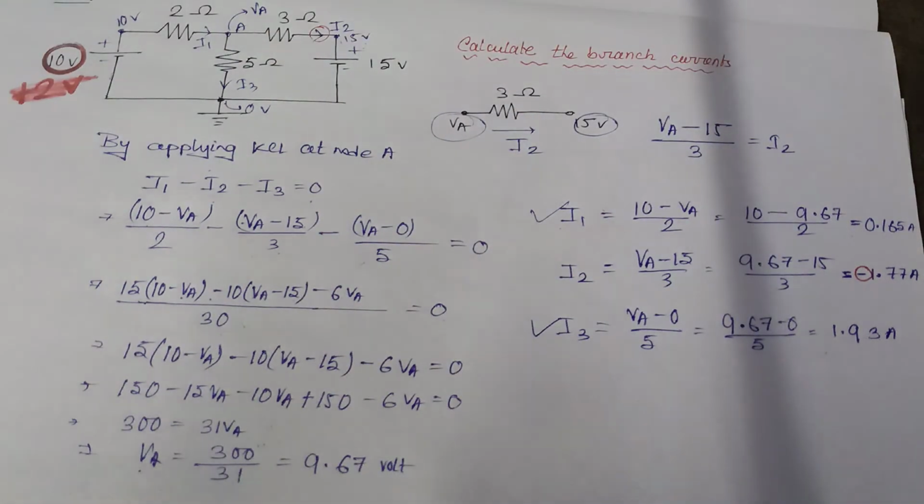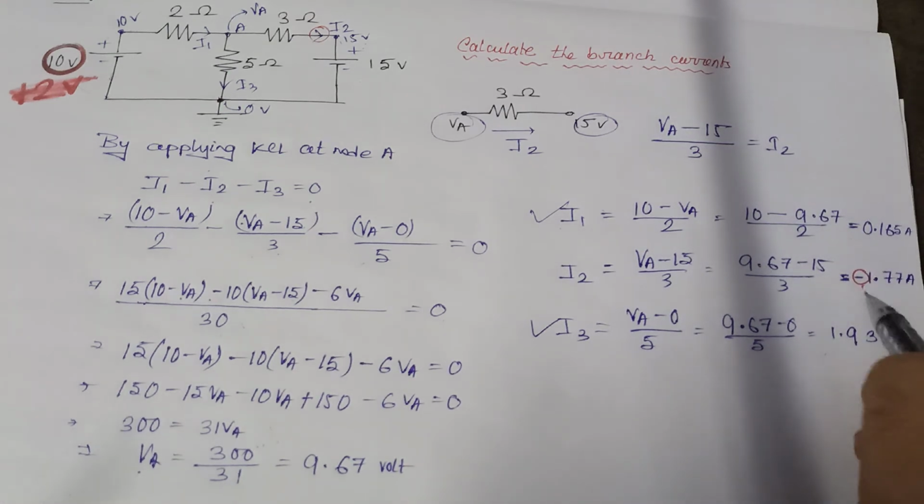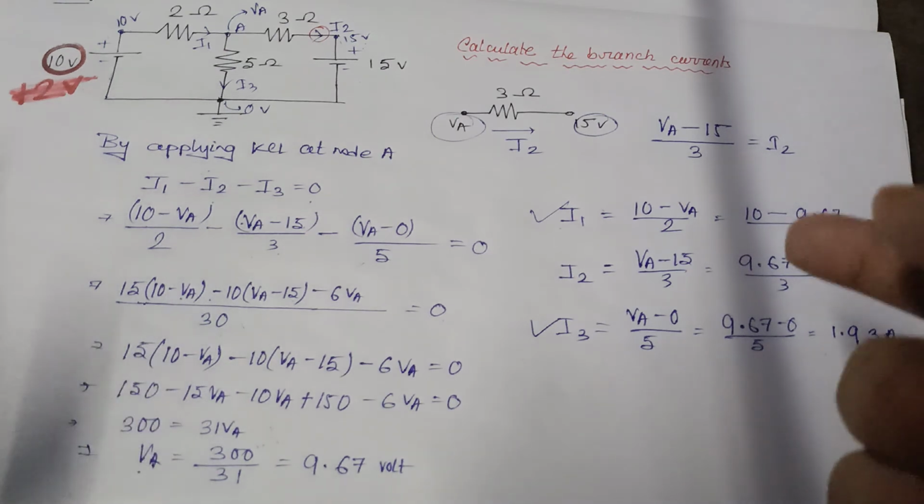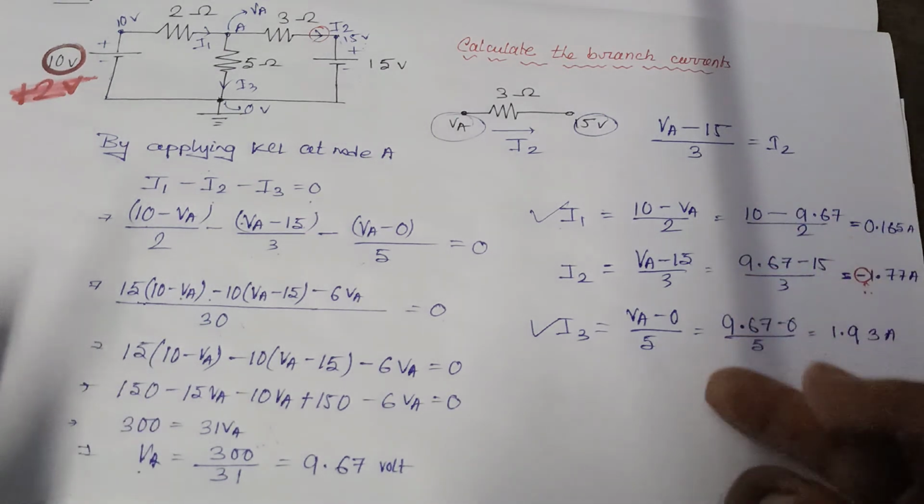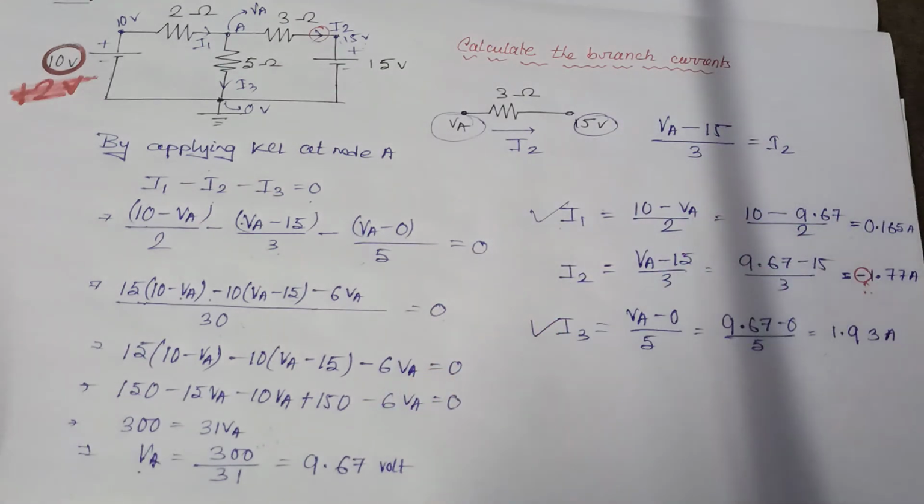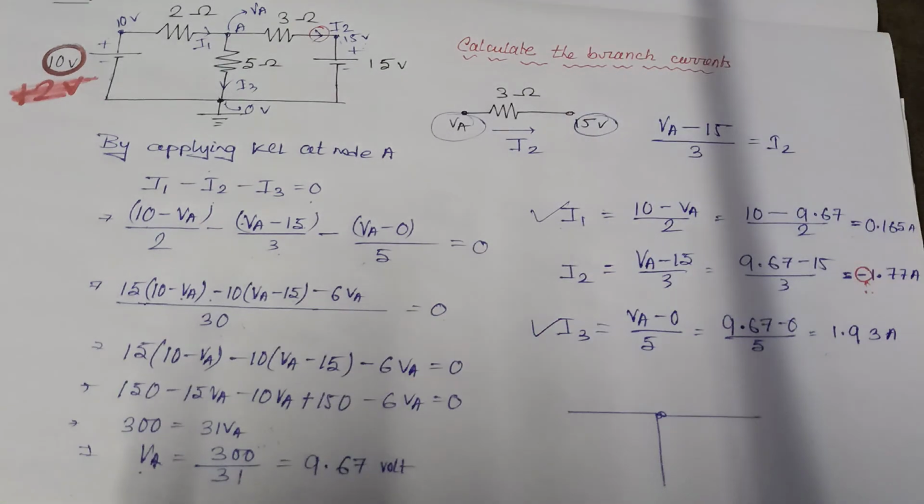Now some of the students may think, sir, is it wrong? Will I get the marks? Yes, you will definitely get the marks, don't worry about it. It's just your assumption. If you are saying that the value is negative, it means you are clarifying that your assumptions were wrong, but you have cross-checked it. So the direction will be opposite.